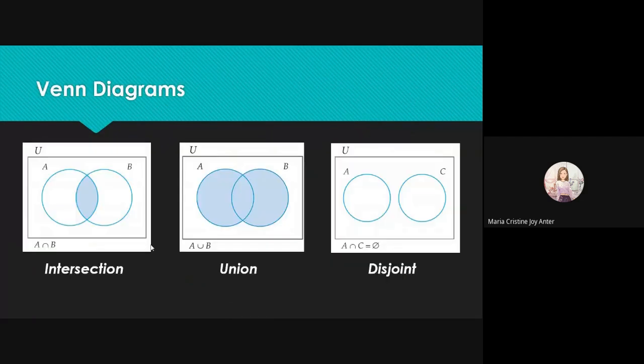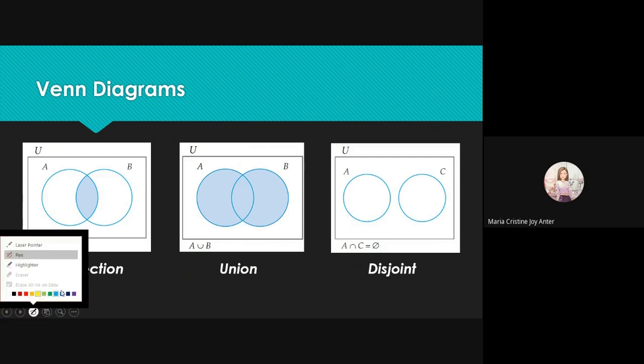Okay? What else do we need to know in sets? Okay, we also have one of which is the Venn diagram. Okay? So, sa Venn diagram, usually this is a visual representation of how the elements of a certain set can be associated with each other. When we say we usually have the intersection, the union, and the disjoint.